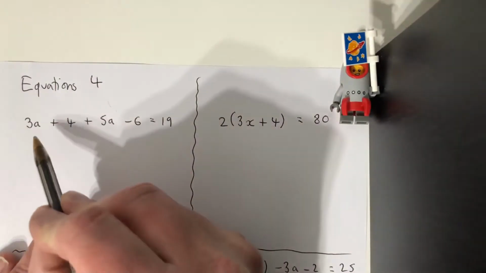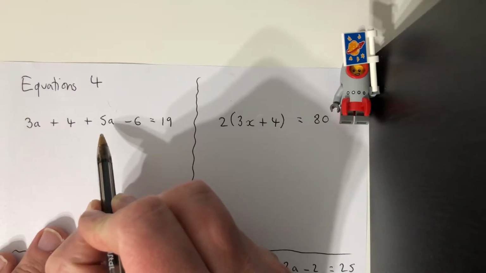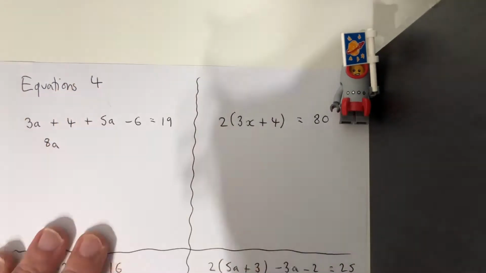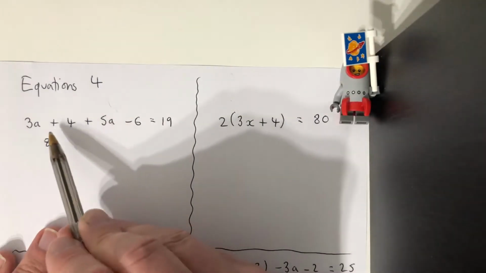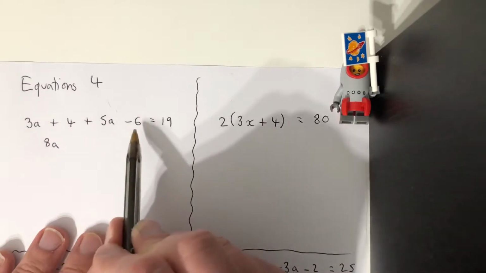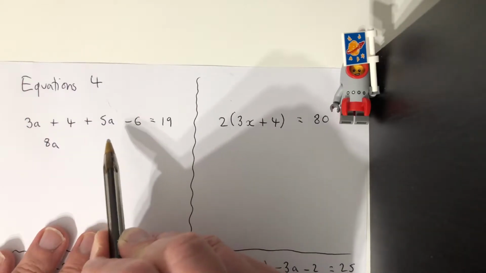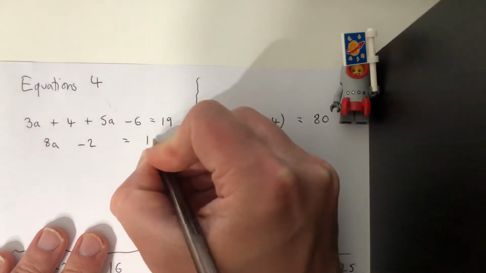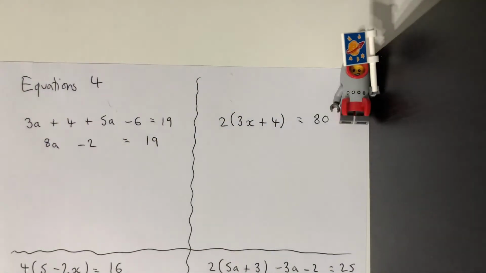So in this case, 3a add 5a, if we gather like terms, how many a's have we got altogether? Okay, that wasn't too hard. And then we've got plus 4, and later on take away 6. We're on the same side. So what is 4 take away 6? Again, not too hard, minus 2. So very quickly, without doing too much at all, we can tidy up that left-hand side and get 8a take away 2 equals 19. Now we've got an equation that we can go about solving.